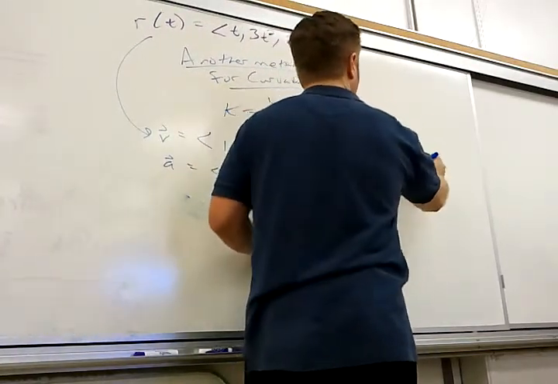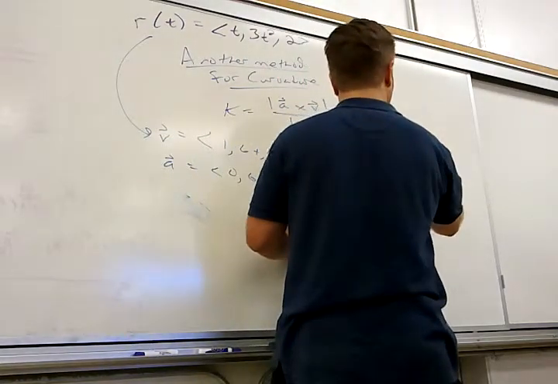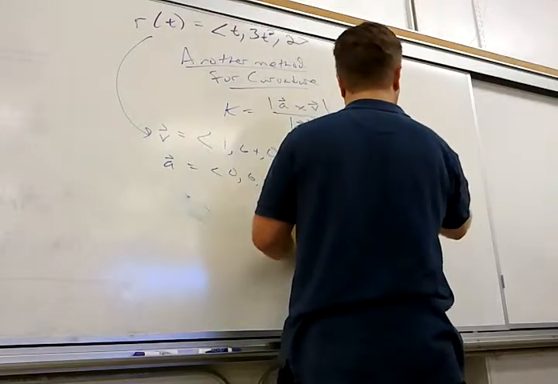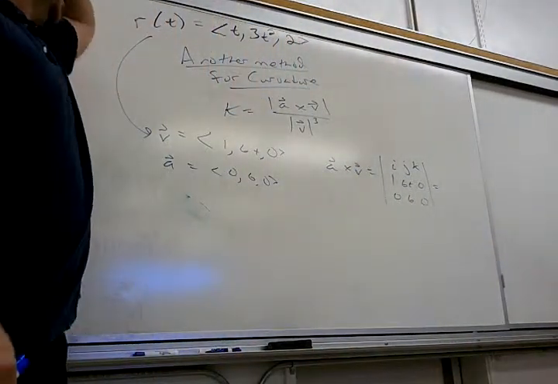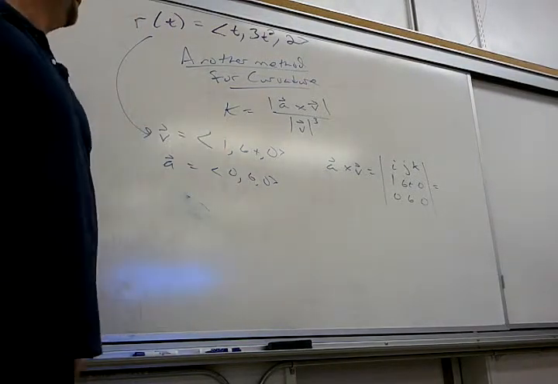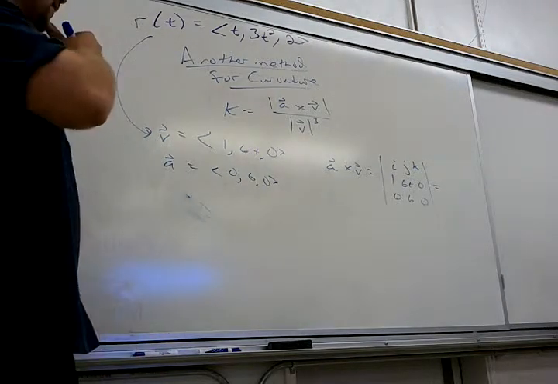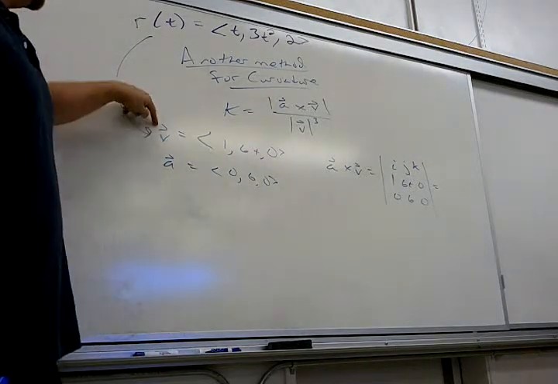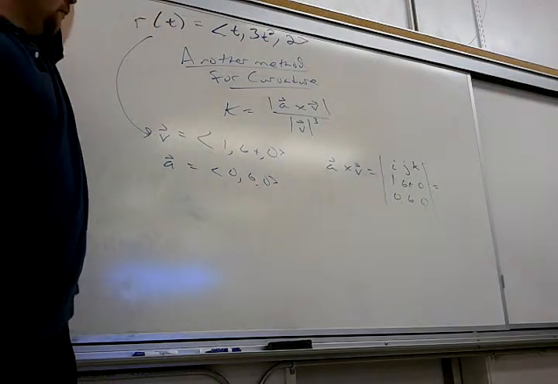So you've got your i, j, k, you've got your 1, 6t, 0, and you've got your 0, 6, 0, right? Actually, you just need the magnitude. I take the other derivative, you take the other derivative, you get 0, 6, 0. Velocity is the first derivative, acceleration is the second derivative. Okay, cool.